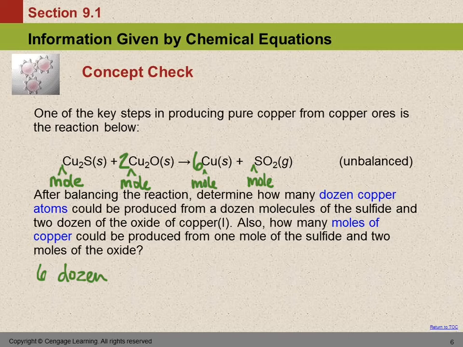This is a really important idea, but it's not that hard, is it? We're just multiplying. It's this weird number, and we know what it is, but we don't actually end up using it much anymore. So 1 mole of copper sulfide and 2 moles of the copper oxide would make 6 moles of copper atoms. This is understanding what that chemical equation is telling us. Any questions?